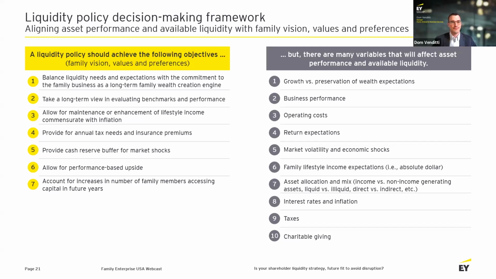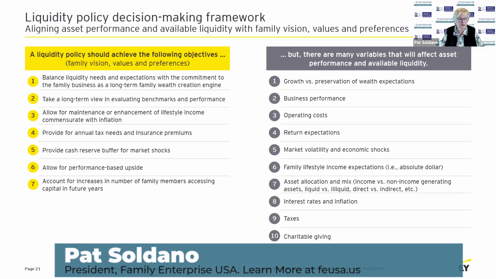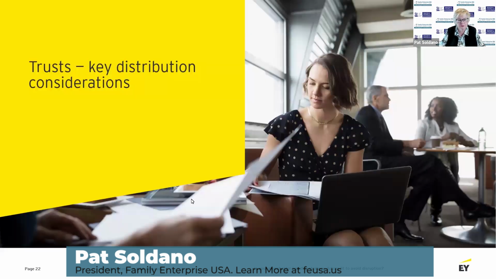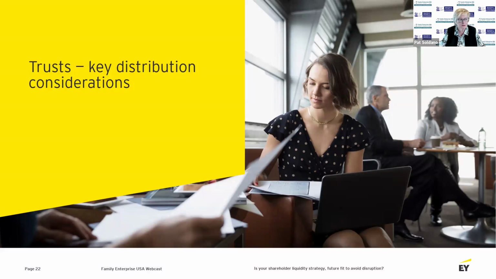So yeah, Sean and Dom, we have about 10 minutes left. And so I want to make sure that you get through all the information that you would like to cover. And I know you've talked about liquidity needs for the business as well as for the family. Maybe you can share with us some of the other liquidity, shareholder liquidity issues that multi-generational family businesses should be thinking about. Yeah, thank you, Pat.